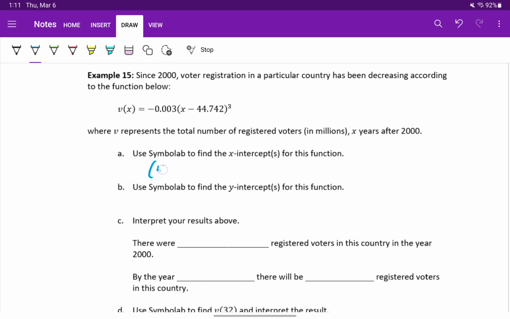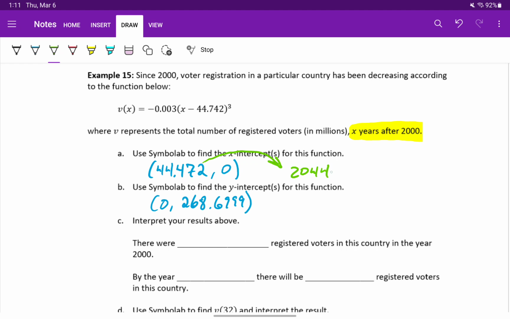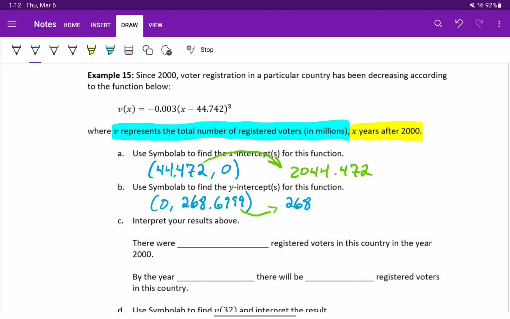So our x-intercept will be 44.472, comma 0, and our y-intercept was 0, comma 268.6999. Now we're told in this case that x is the years after 2000, so we need to take that value in our x-intercept and add 2000 to it to get 2044.472. And then we need to take our value for V in our y-intercept and multiply it by 1 million, since that value is actually in millions, to get 268,699,900.